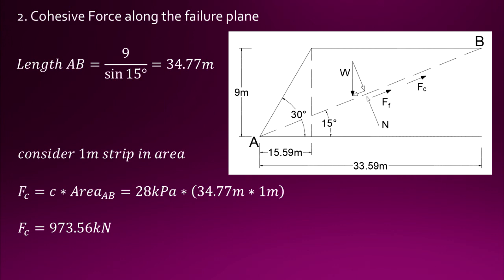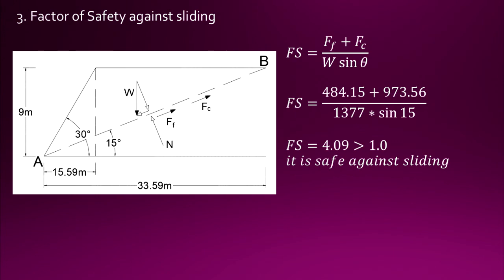Why do we need this? Because for the formula of our cohesive force, we need cohesion and of course the area AB. Now, we need again to consider 1 meter width strip. So, cohesion multiplied by the length AB times 1 meter, we could get now the cohesive force as a value of 973.56 kilonewtons.